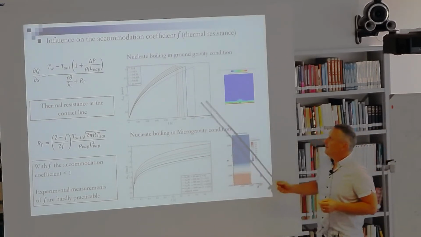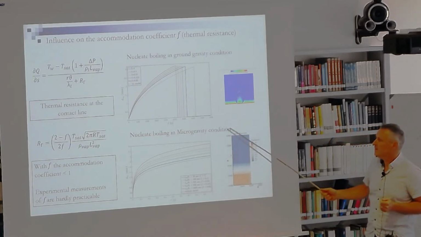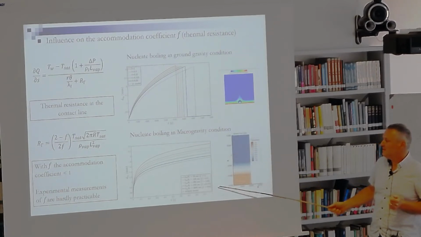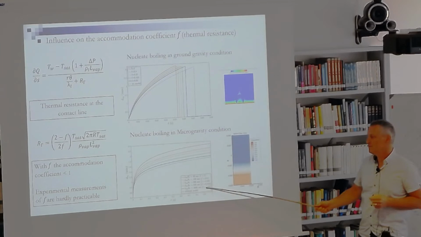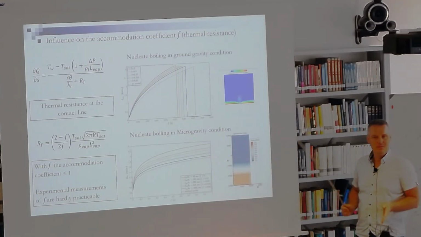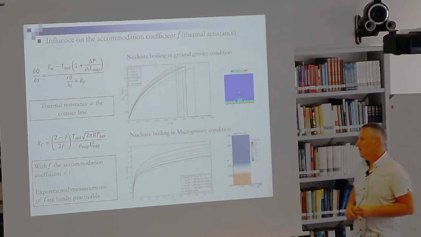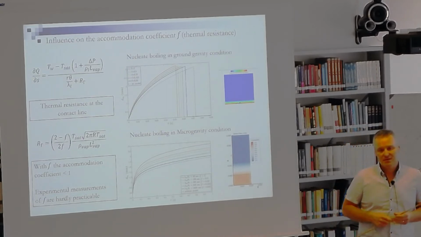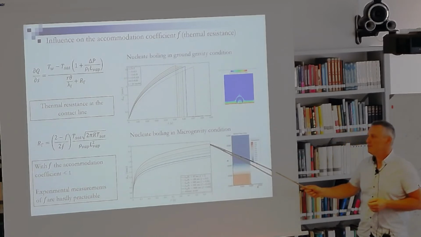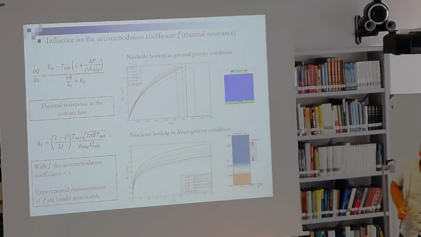The good point is that in the case of microgravity condition, if the accommodation coefficient tends to 0, we observe that it tends clearly to the case without model. So when the accommodation coefficient is low, the microregion effect tends to vanish. And here we have the value that we obtain with the higher value of the accommodation coefficient. Okay.